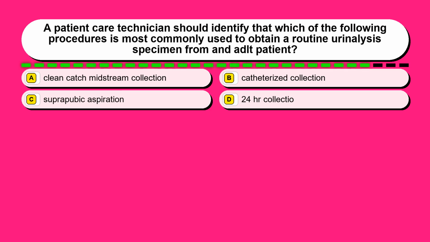Question 31. A patient care technician should identify that which of the following procedures is most commonly used to obtain a routine urinalysis specimen from an adult patient. Option A, clean catch midstream collection. Option B, catheterized collection. Option C, suprapubic aspiration. Option D, 24 hours collection.